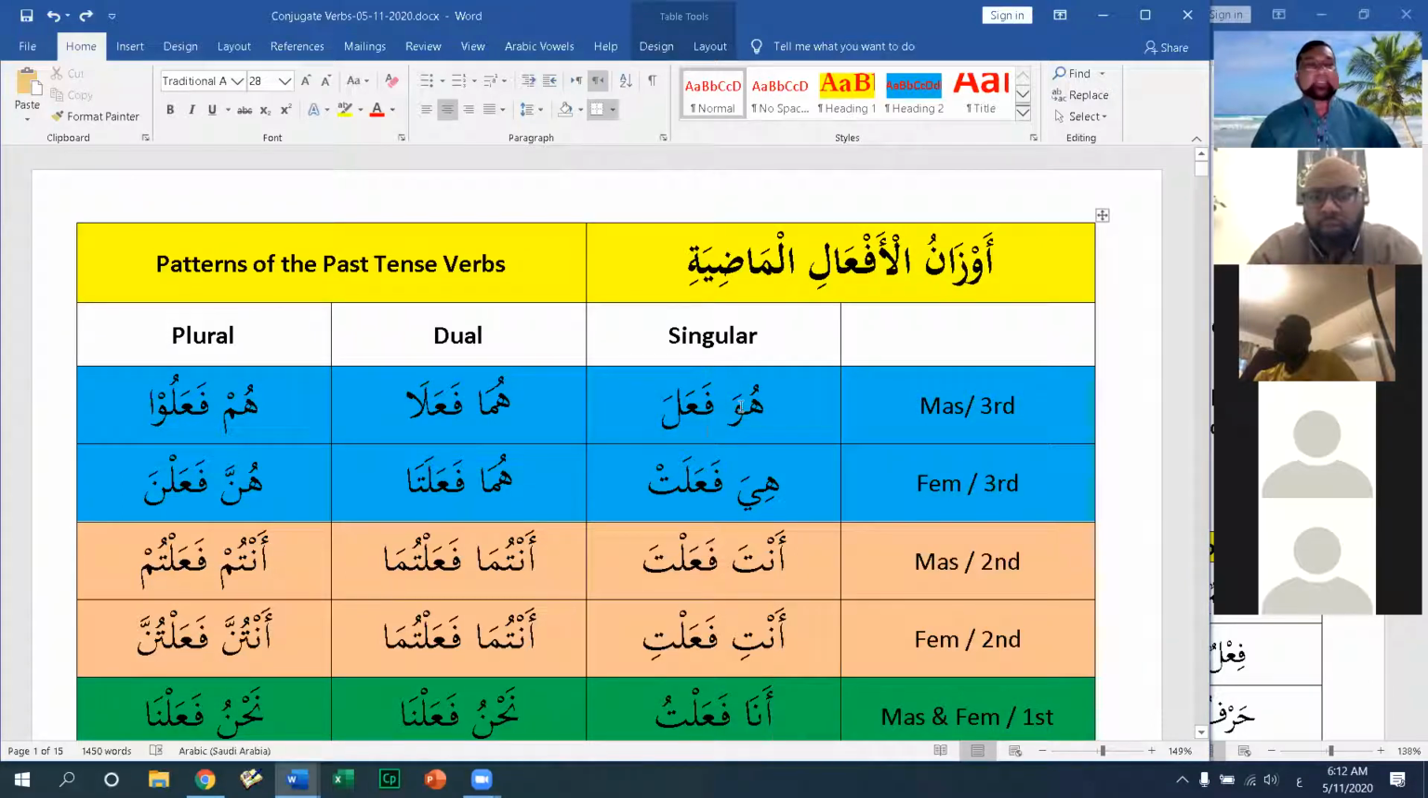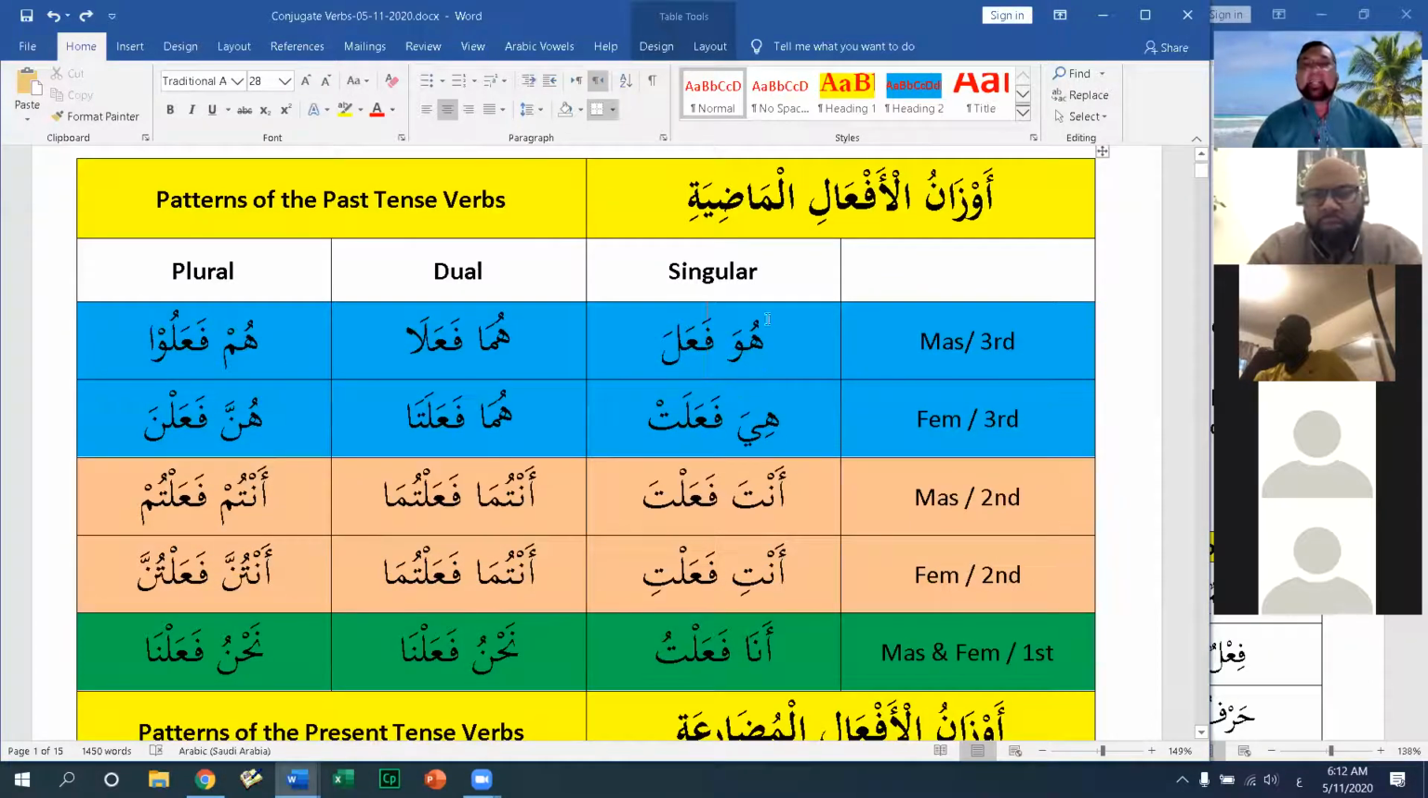So let's go over that. هو فعل. Now I put in the pronouns, الضمائر, all of them, just for you to memorize them and understand the meaning of the verbs. But normally in the Arabic language, you do not put in the pronouns. When you speak, you would not say huwa fa'ala. You say fa'ala. It's understood that it means he.